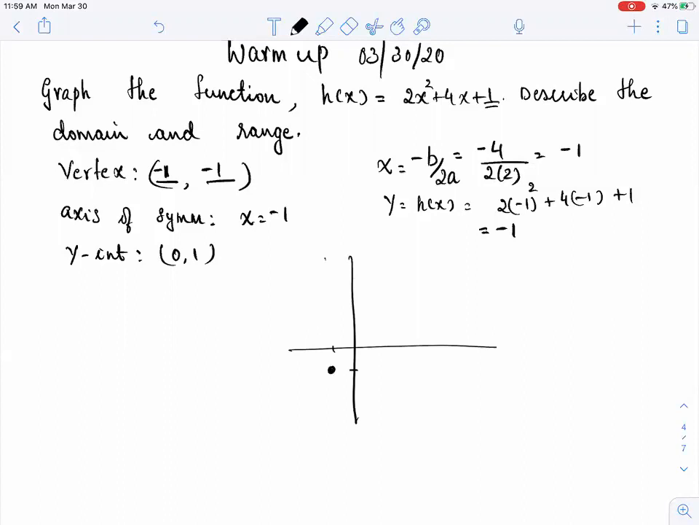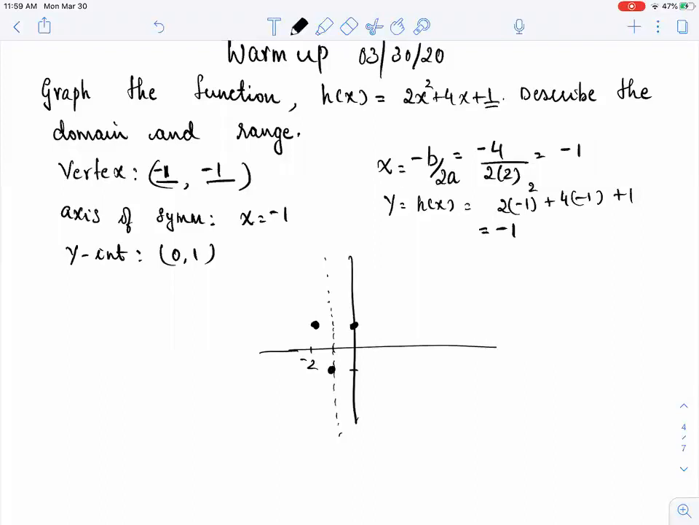that's the vertex. That's the axis of symmetry. Y-intercept. If this is the y-intercept, right here, how would I reflect, or where would I get the point if I reflect this across the axis of symmetry? -1. Correct, it's right there. -2, 1.